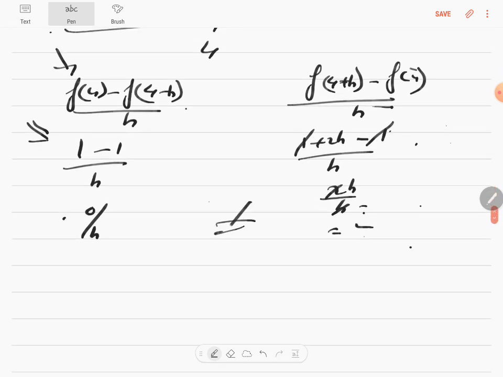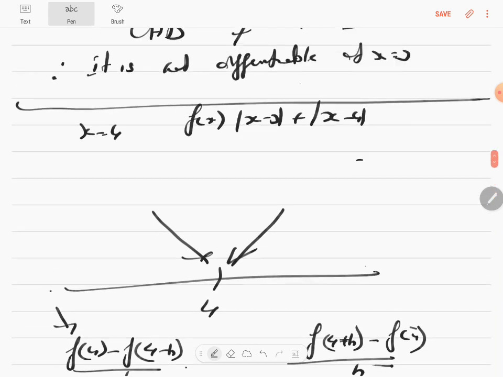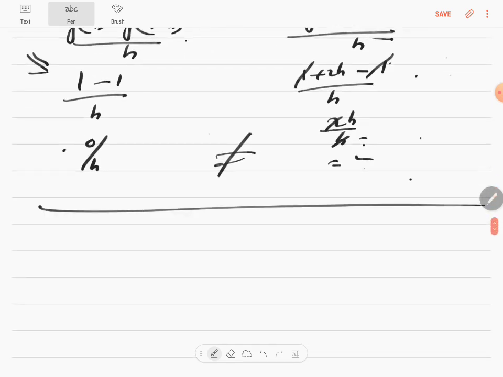So the left hand limit is not equal to the right hand limit. This shows that it is not continuous, and it is not differentiable. But the same question may be asked for continuity. Then you have to redefine the function. The redefining is very, very important.